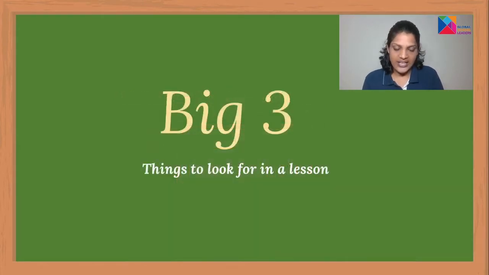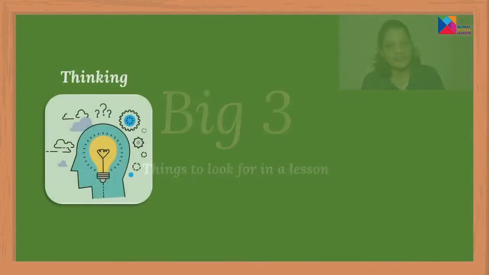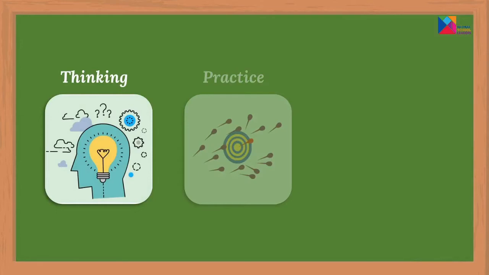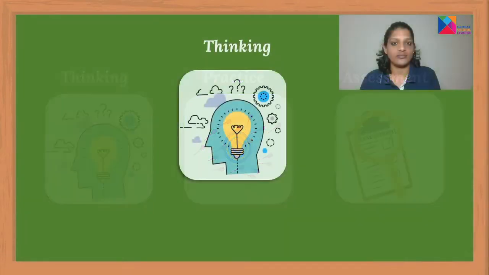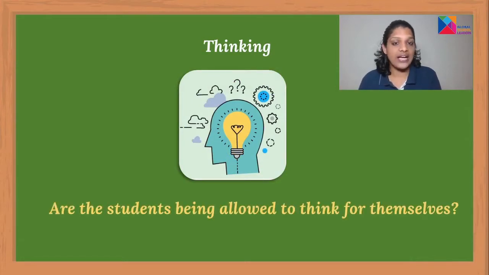As we have learned in the earlier videos of this module, there are three things to look for in any lesson that tells us whether or not students are actively engaged in learning: thinking, practice, and assessment. So let's look at each of these in more detail. Thinking. When you look for this, the question to ask yourself is, are students being allowed to think for themselves?